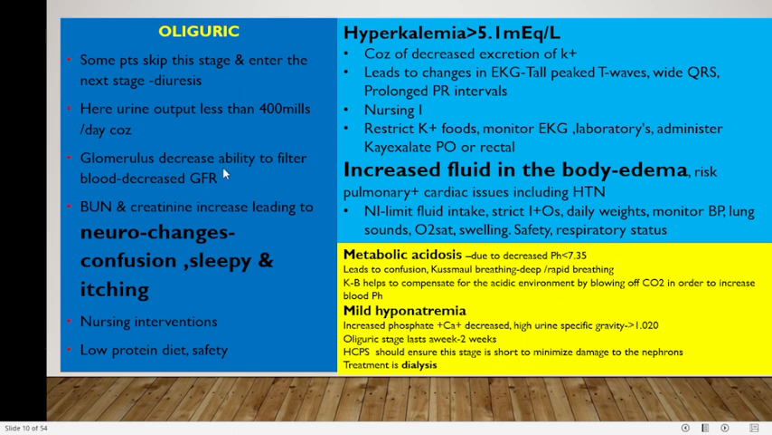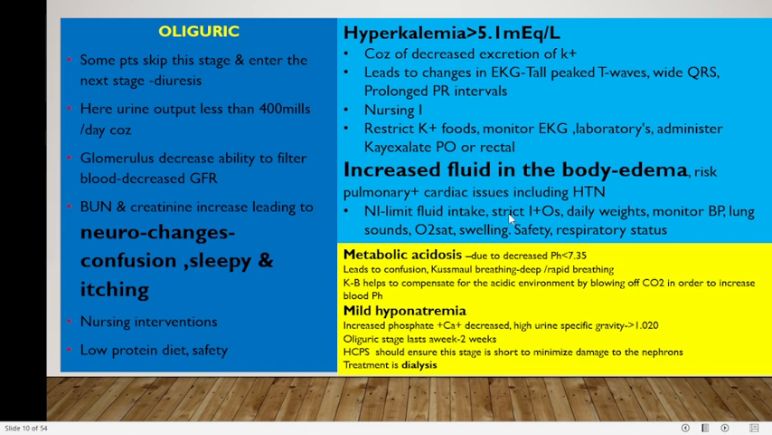Another problem we said was increased fluid in the body. Remember, you're only excreting less than 400, so we have increased fluid in the body. This will result in edema, and a risk for pulmonary and cardiac issues, including hypertension. So what will be the nursing intervention in this case? As a nurse, you need to limit fluid intake.